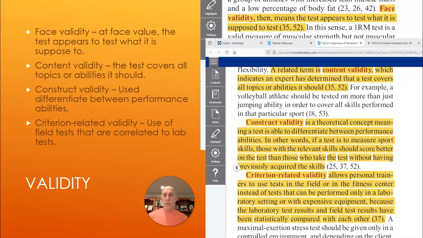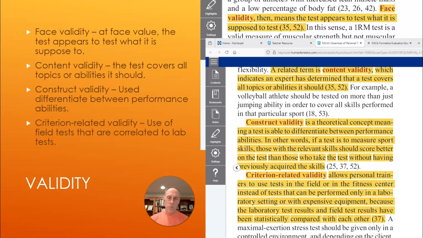With construct validity, it's used to differentiate between performance abilities, and I'll read through this in the book and try to paraphrase it best I can. It's a theoretical concept, meaning a test is able to differentiate between performance abilities. In other words, if a test is to measure sport skills, those who have the relevant skills should score better on the test than those who take the test without having previously acquired the skills.